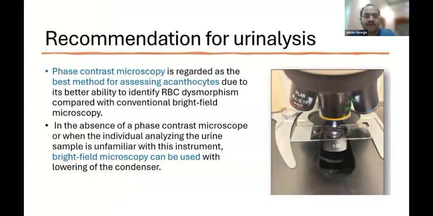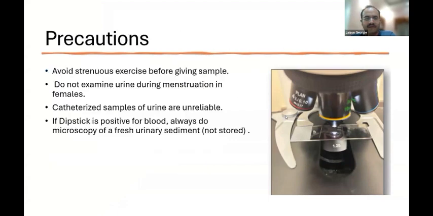Yeah. So recommendations for urinalysis. Phase contrast microscopy is regarded as the best method for assessing dysmorphic RBCs or acanthocytes. But in the absence of a phase contrast microscope, bright field microscopy can also be used. Now, what are the precautions you should take while examining a urine sample? So avoid strenuous exercise before giving urinary sample. Do not examine urine during menstruation in females. Catheterized samples of urine are unreliable. If dipstick is positive for blood, immediate microscopy of a fresh urine sediment is the best method.